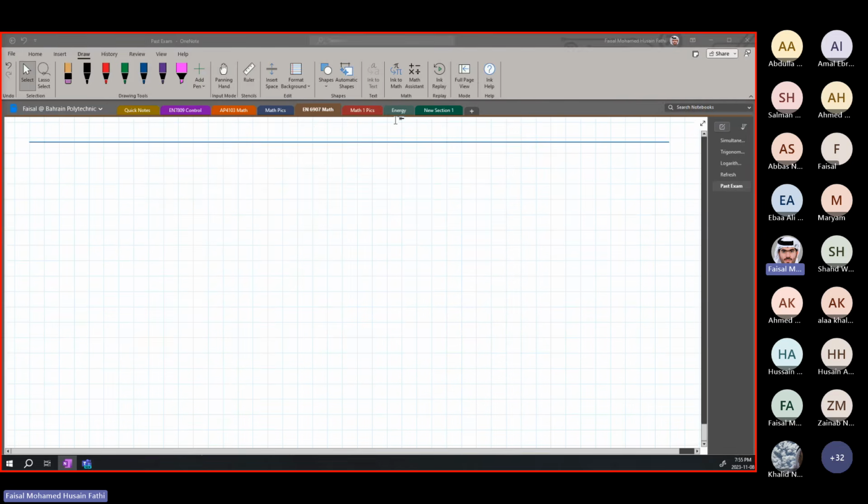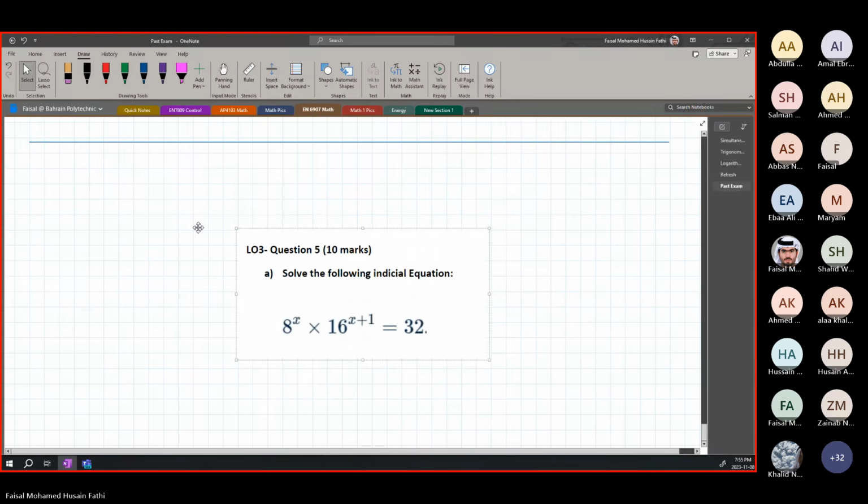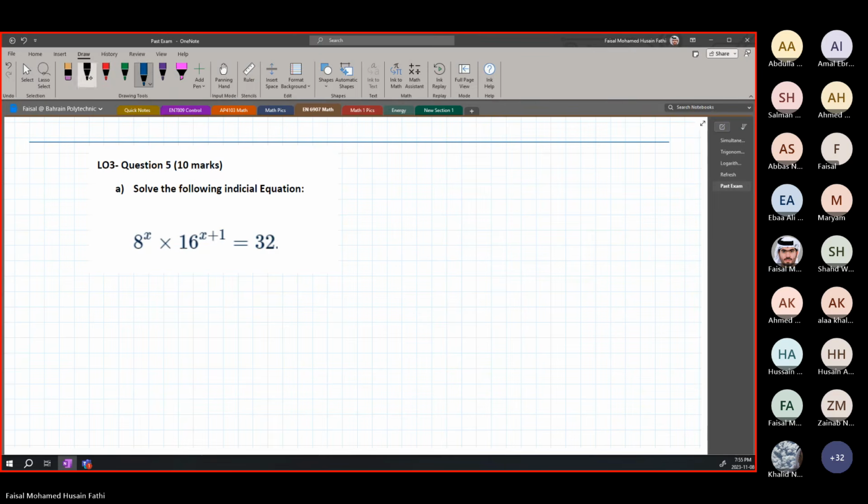Moving on to the last question, or rather it's the last, with a few parts to this question. Now solve the following indicial equation. Excited about the indicial equation? We have 8 to the power of x times 16x plus 1 is equal to 32.